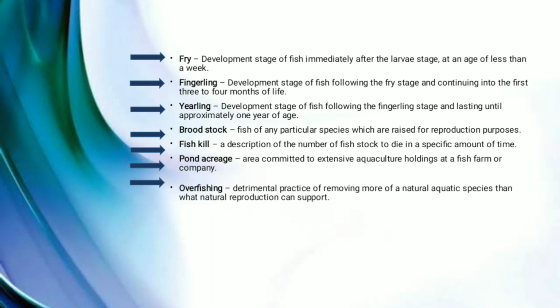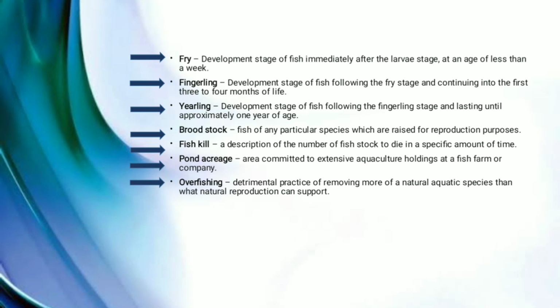And next one is overfishing, which means the detrimental practice of removing more of a natural aquatic species than natural reproduction can support. That means if you are capturing 2 fishes and your pond can provide 2 fishes in return, that capturing is self-sustainable. That is normal cultivation of the fish. And if you are harvesting 2 fishes and your pond cannot provide even one more fish to the growing culture, that means you are overfishing.